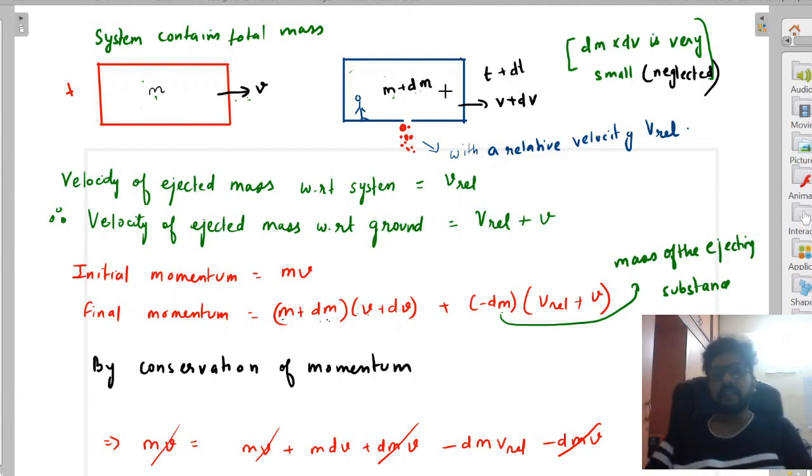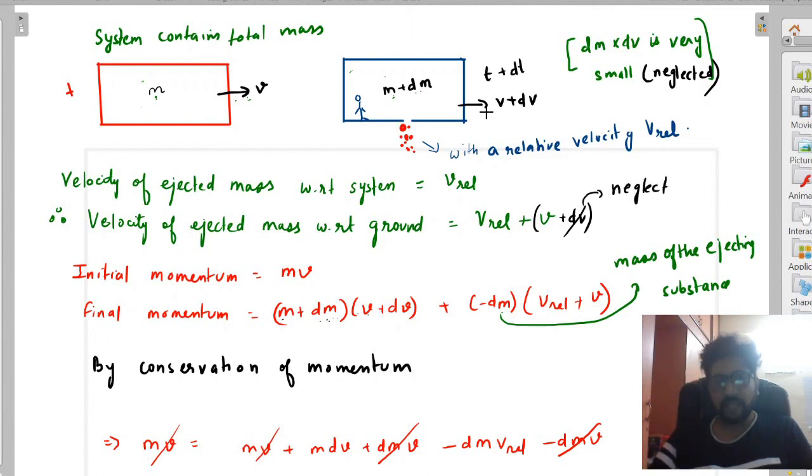Okay, and the velocity becomes v plus dv, right? So now the velocity of the ejected mass, with respect to the system, is v relative. But what is the velocity of the ejected mass with respect to the ground? It is the velocity relative plus the velocity of the system. You can also write this as v plus dv, but you will neglect this.